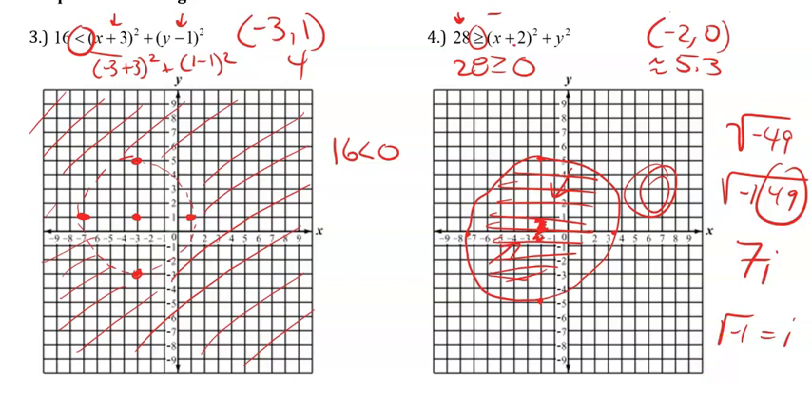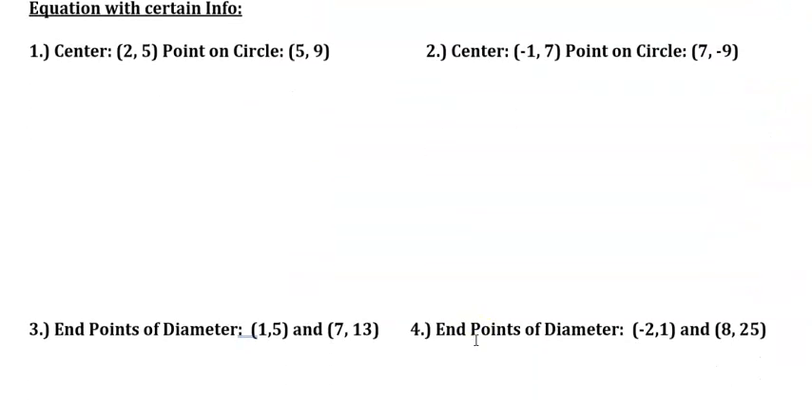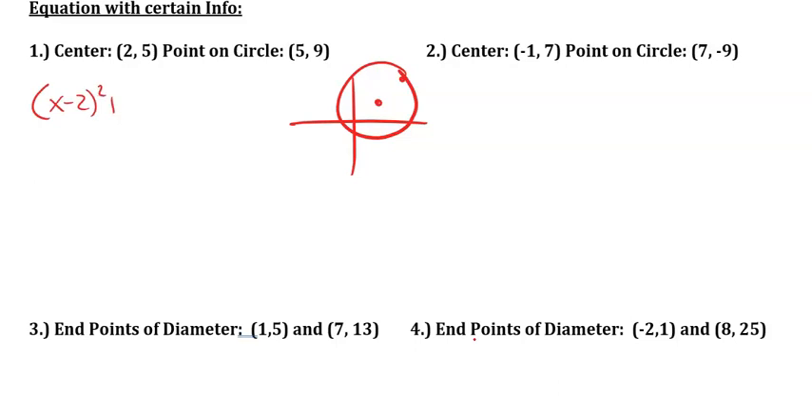All right, we got a few more minutes, and we need to do these algebra-based problems. This problem says that we have the center, and we have a point on the circle, but we don't have the radius. So we can start out by writing the equation as (x - 2)² + (y - 5)². We just don't know the radius. Any ideas on how we can find that radius?